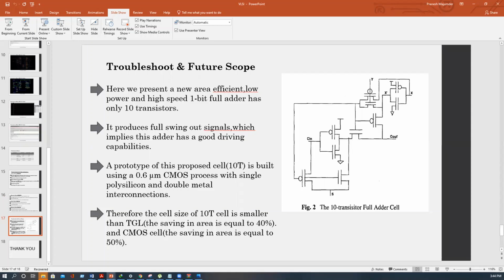But now a prototype of the full adder circuit has been invented which uses only 10 transistors. It is also area efficient, low power consuming, and has high speed. It is built using a 0.6 micrometer CMOS process with single polysilicon and double metal interconnection. It is also smaller than the CMOS and transmission gate logic circuits. So it is going to be one of the smallest and most efficient adders in the near future.